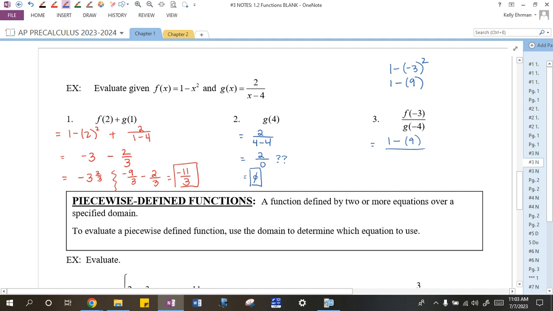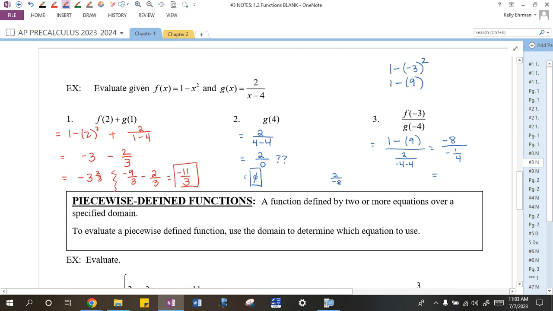And then g of negative 4 is 2 over negative 4 minus 4. So the numerator is negative 8. The denominator is 2 over negative 8. So let's make that negative 1/4.